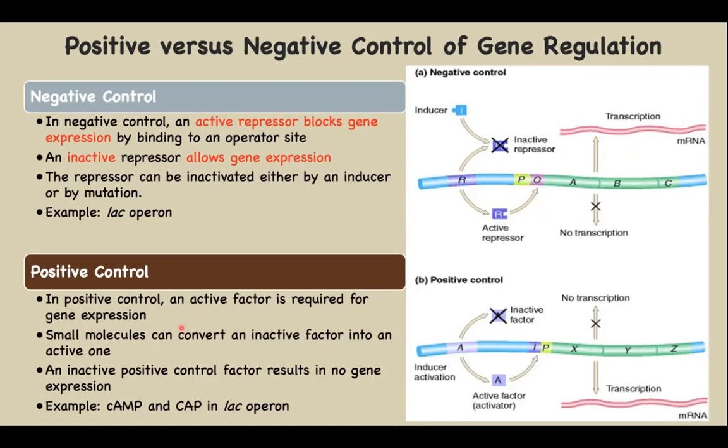Okay, kalau positive control, active factor is required for gene expression. So the small molecules can convert an inactive factor into an active one. Okay, kalau inactive positive control factor pula result in no gene expression. Inactive, no gene expression. When there's active factor, ada transcription. Okay, this is example of negative control, yang ni positive control. So you kena ingatlah, negative control tu selalunya deals dengan repressor kalau dalam lac operon. Kalau positive control tu is the cAMP and CAP.